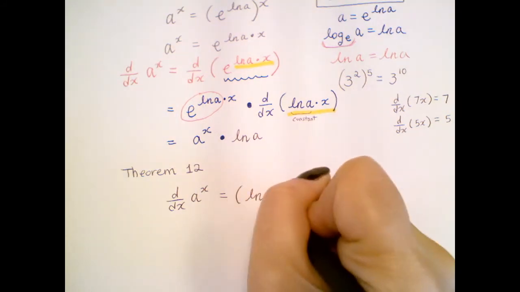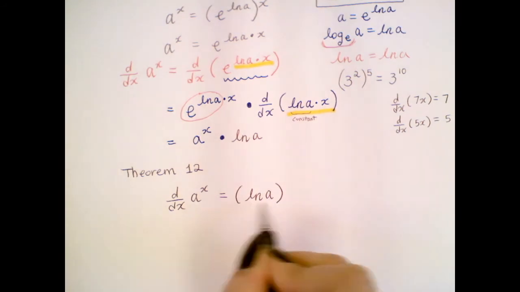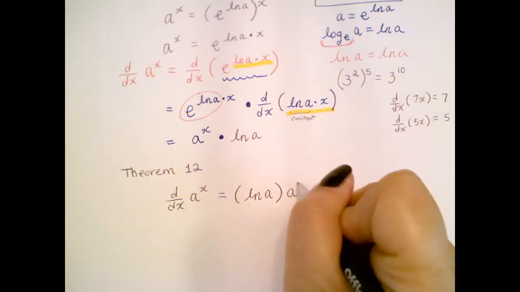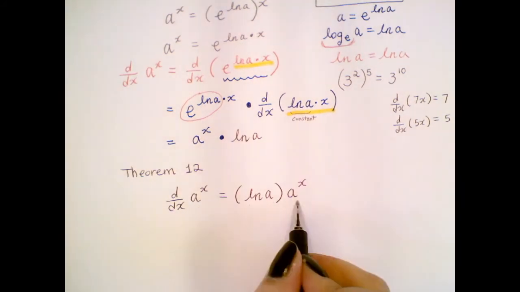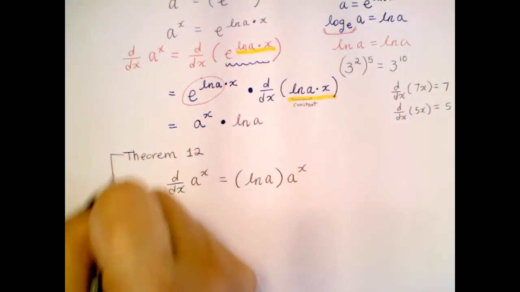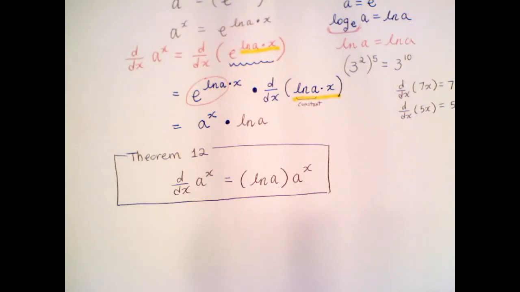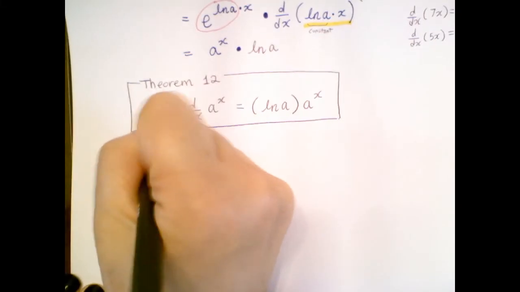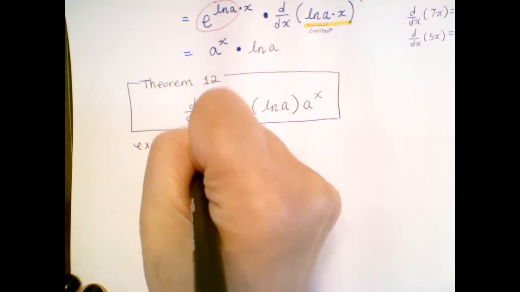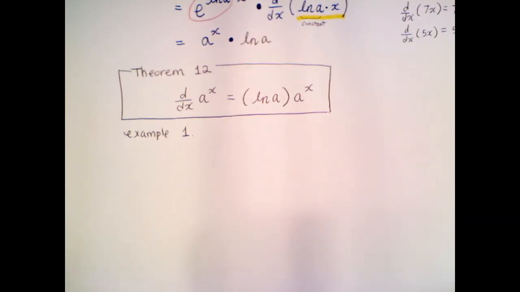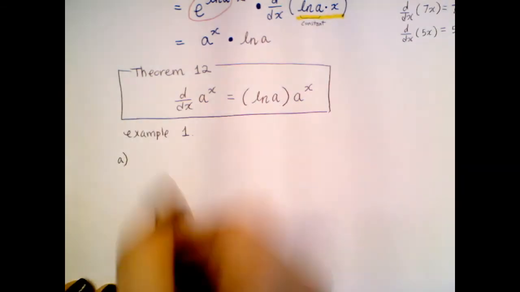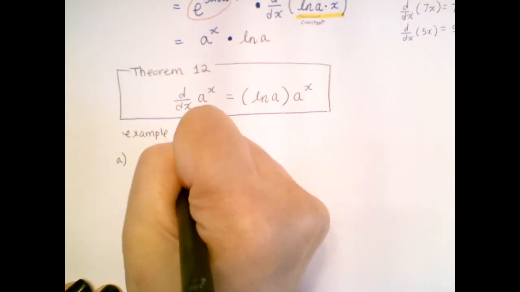Natural log of the base, ln a, times that expression a to the x. So a quick example, because I'm going to be using this theorem 12 to differentiate a couple of these exponential expressions with you. Let's do a very short example, like 3 of them. Example 1, I'll make our first example the simple one, a. Say that you have y equals 2 to the x.